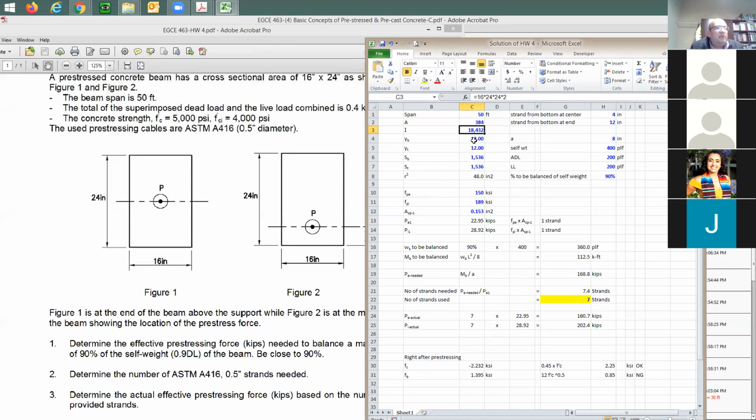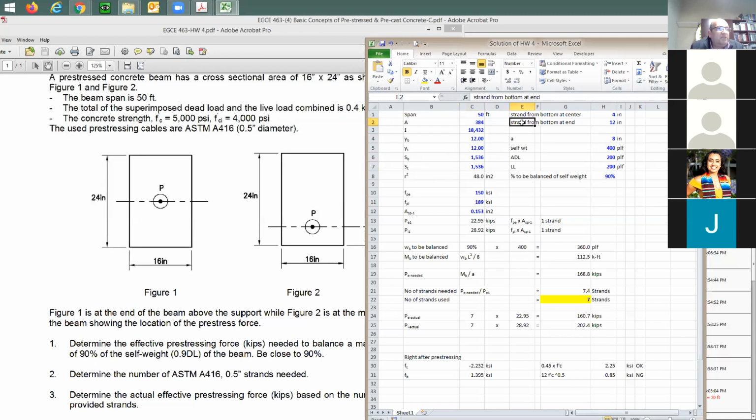Cross-section area, 16 by 24. Moment of inertia, BH. This is going to be moment of inertia, right? BH cubed divided by 12, which is the same number here. Again, 16 times 24 times 24 times 24. Okay, it's the same number. Y top and bottom is going to be 12 inches. This top and bottom, this is going to be equal to the moment of inertia divided by this one, Y top and bottom. So, okay.